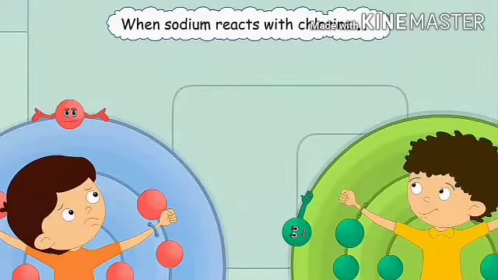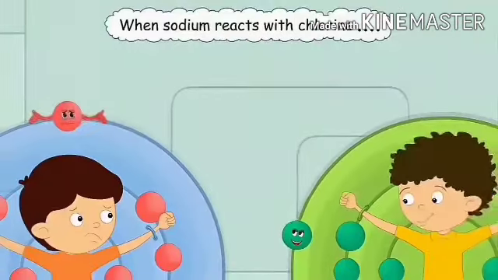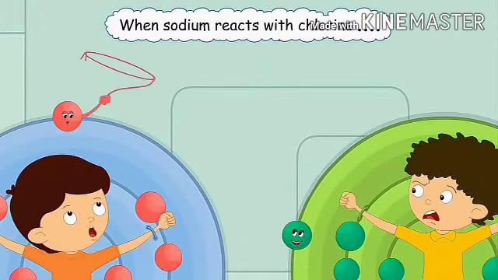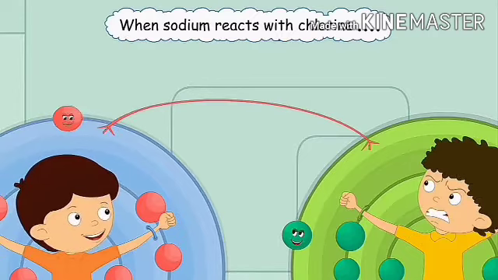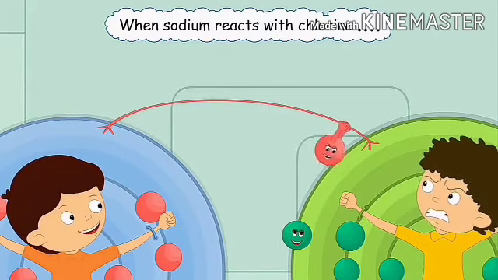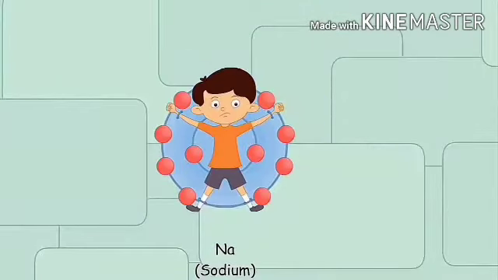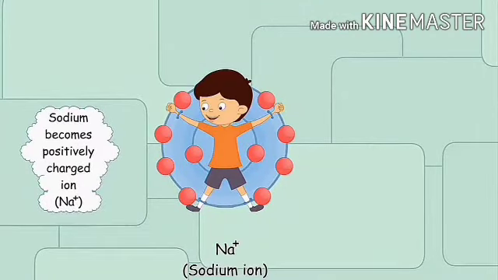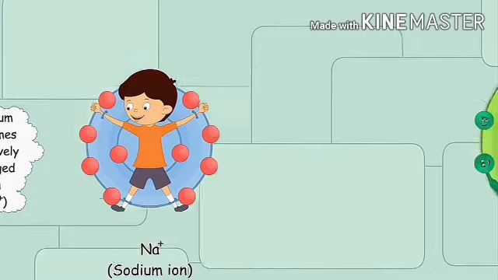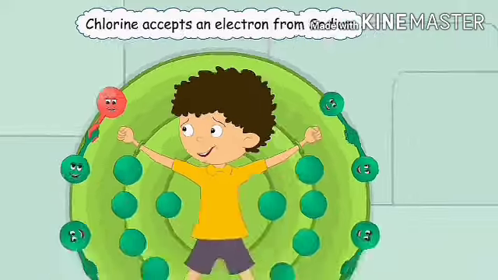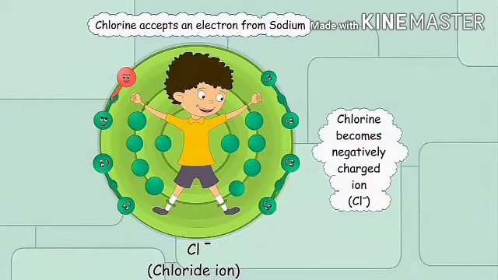When sodium reacts with chlorine, what will happen? So, sodium donates an electron to chlorine, and sodium becomes a positively charged ion, sodium plus, while chlorine gains an electron from sodium and becomes a negatively charged ion, chloride.